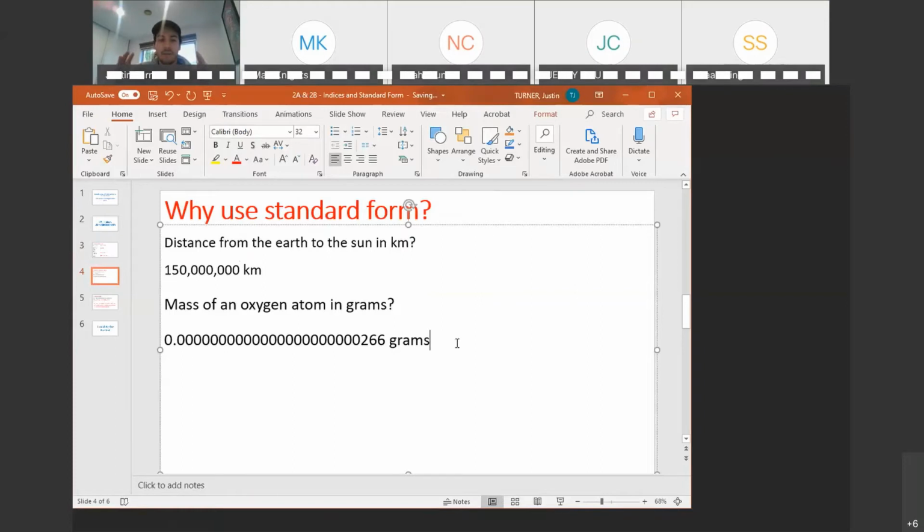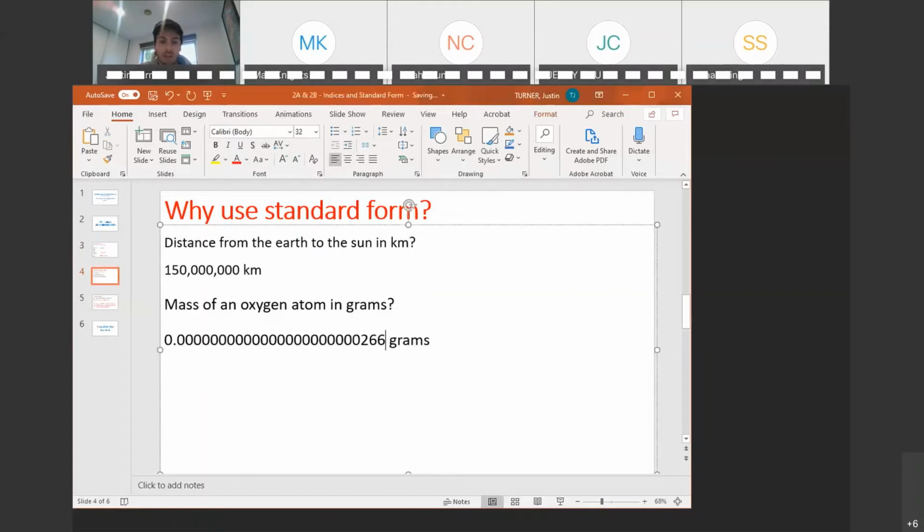So this is why we use standard form. If you know where I'm going with this, essentially standard form, we use it in maths and also science a lot. We can write these either really large or really small numbers in a really quick way.